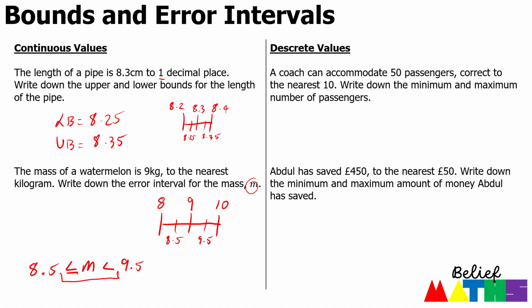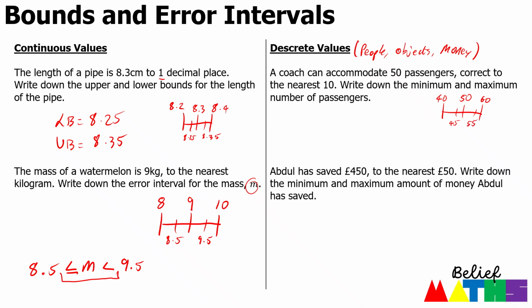For discrete values, now discrete values are unique, but this is where it tends to be people, objects, and money. So what they'll ask instead is not the upper and lower bound, they'll ask for the minimum and maximum numbers. Again, the same idea works here. We've got 50 in the middle, so to the nearest 10, that's 40 below and 60 above. So your middle values are 45 and 55.